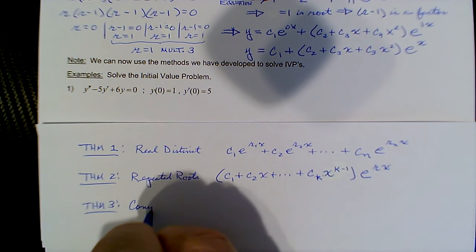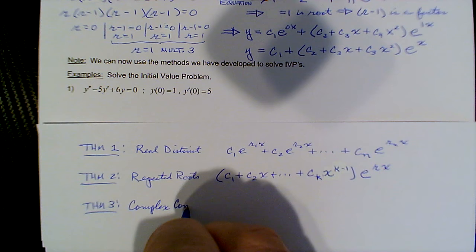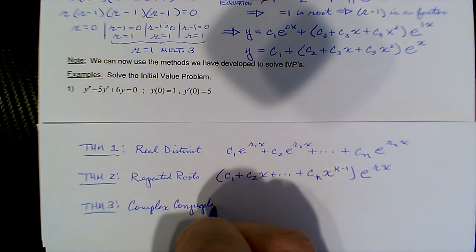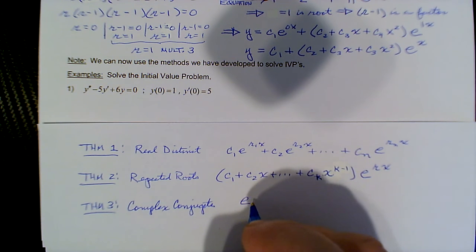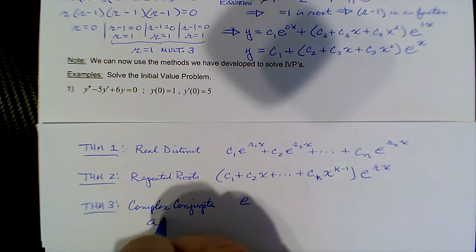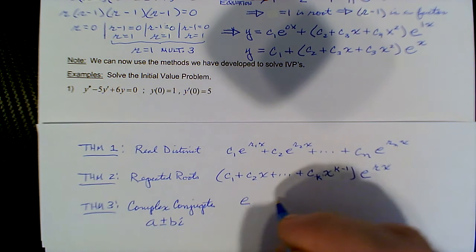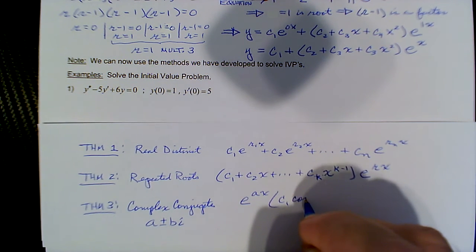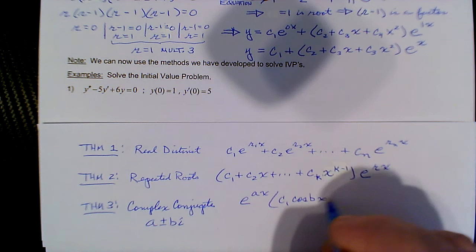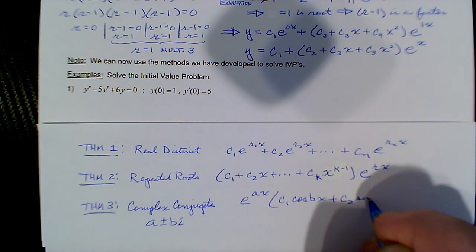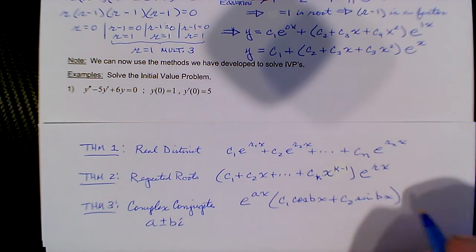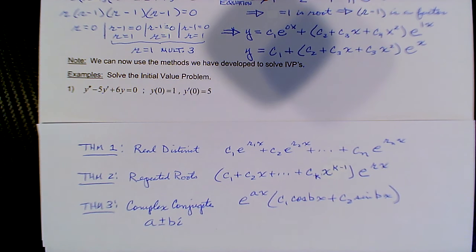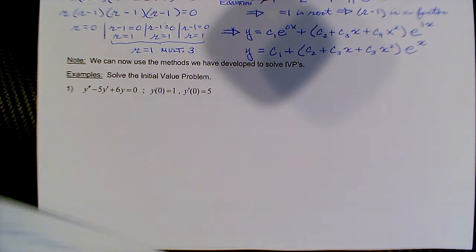And then we had complex conjugates. And they are of the form a plus or minus bi, and it was e to the ax times c1 cosine bx plus c2 sine of bx. So those are the three cases for homogeneous nth order differential equations with constant coefficients.